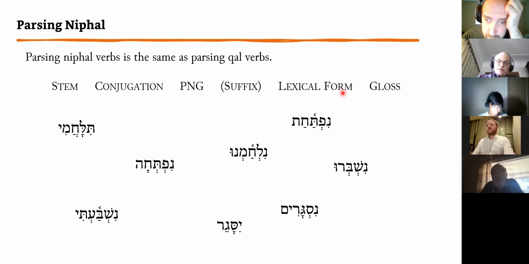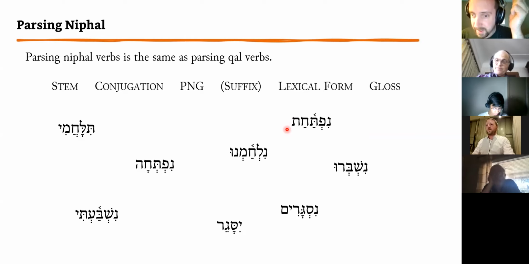From the root lamed, het, mem, so to fight. So this would be, well, if this is the Niphal, it's like we fought. We fought. Brilliant. Nilchamnu. We fought. Great. Jonathan, you want to grab this one here?